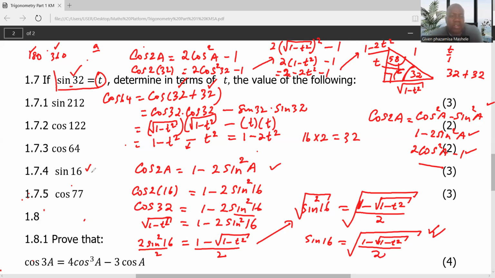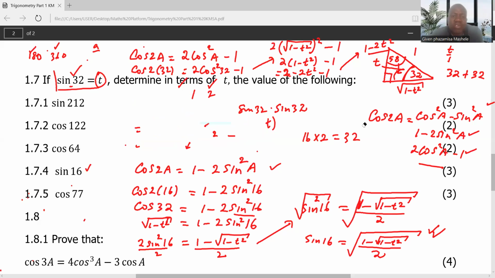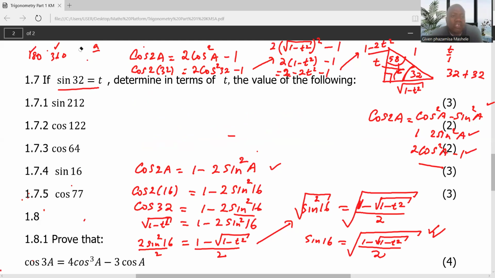Then the last one, 1.7.5, it says cos 77. Remember, we need to use the special angles, the temporary special angles, the ones we have there. Let's check. Do we have 77 there? No. Let's try to reduce 77, maybe try that obvious 90 minus 77, it's 13, and 13 is not there. So what are we gonna do?